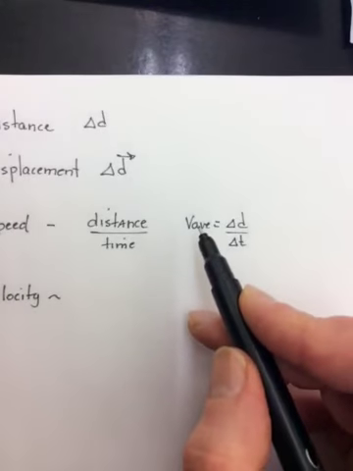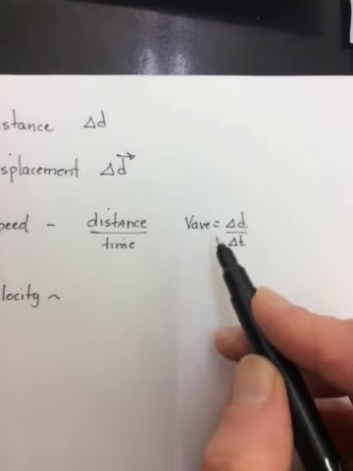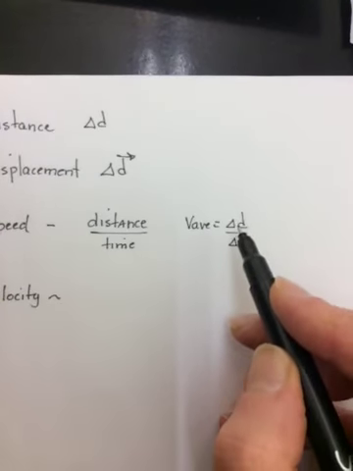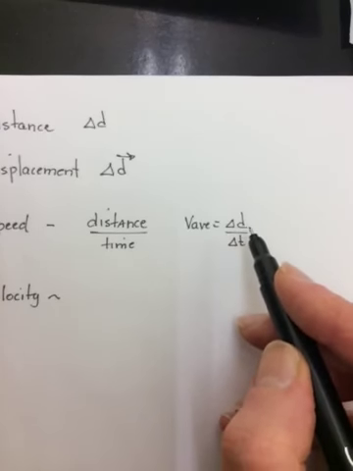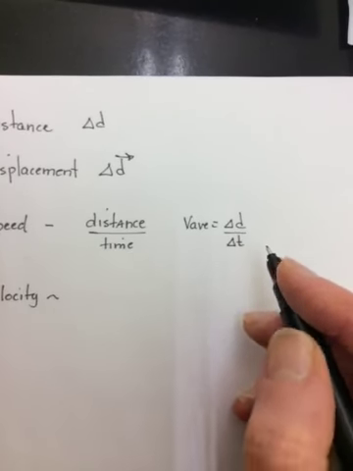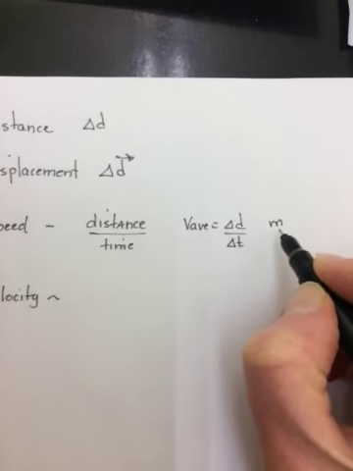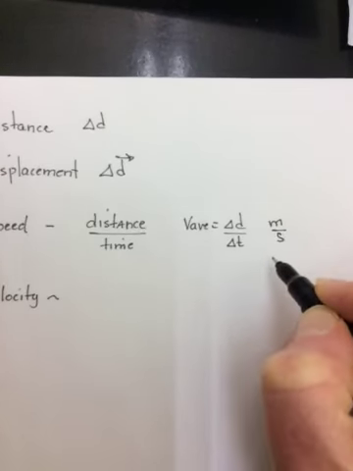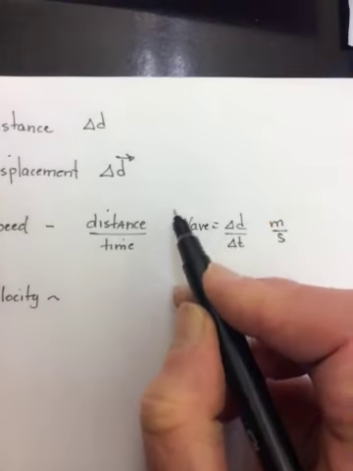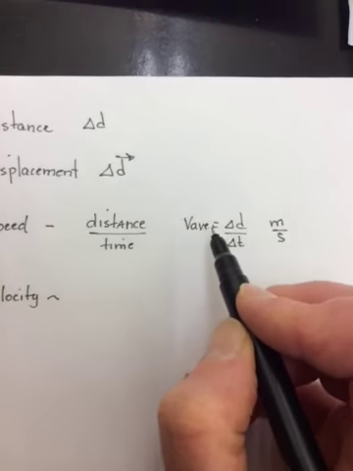And so the equation is v_av equals delta d over delta t, where the deltas mean the change in. So the change in distance over the change in time. Most often in physics, the units for speed are meters per second. We also talked about the fact that this is the average speed.